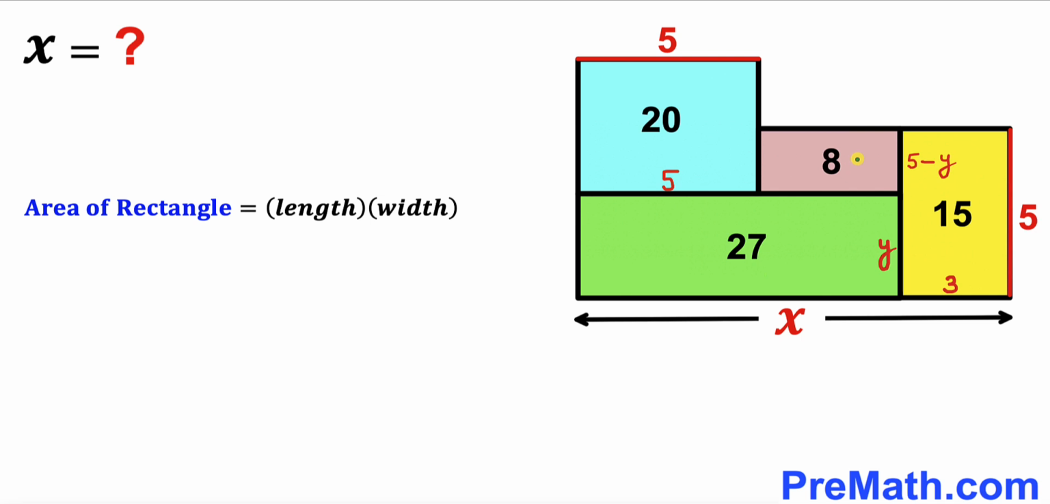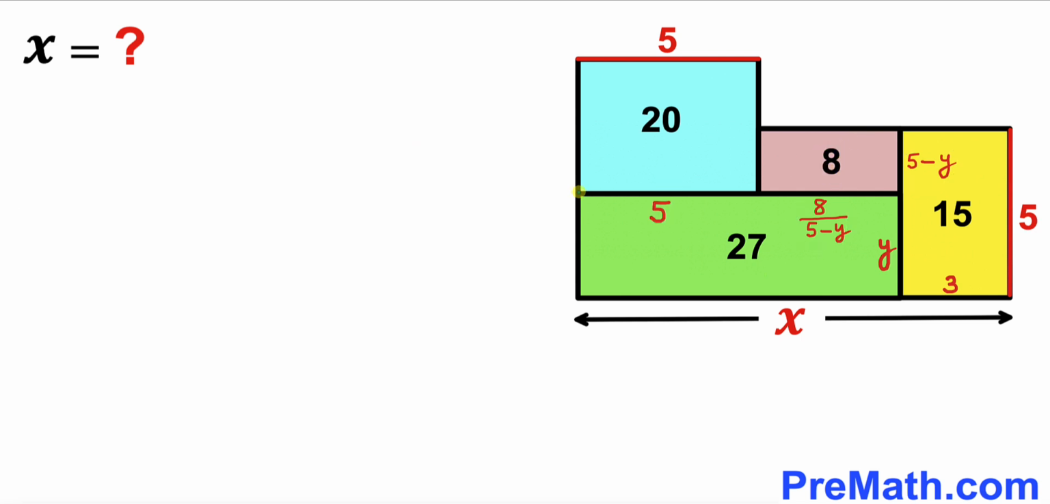So therefore we can see that one of the side lengths of this pink rectangle turns out to be 5 minus y. And now let's recall the area of rectangle formula once again, length times width. The area of this pink rectangle is 8 and one of its side lengths is 5 minus y. So therefore this side length of this pink rectangle turns out to be 8 divided by 5 minus y. If we multiply these two dimensions, we are going to get indeed 8 as the answer.